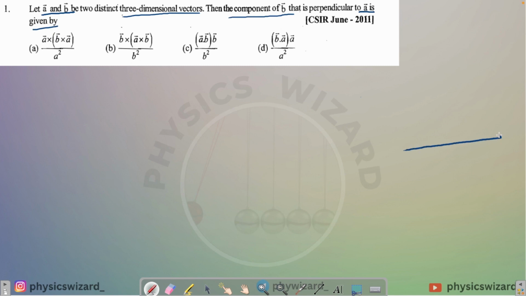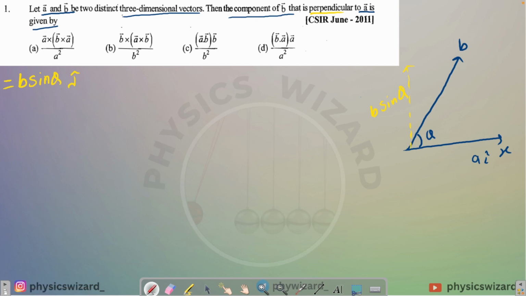For simplicity, we take A in the x direction, A i cap, and B at an arbitrary angle theta. If B is at an angle theta, then what will be the perpendicular component of B, perpendicular to A? We can write it as B sine theta, in the j direction. But the answer is in A and B form, so we have to reduce this to A and B form.